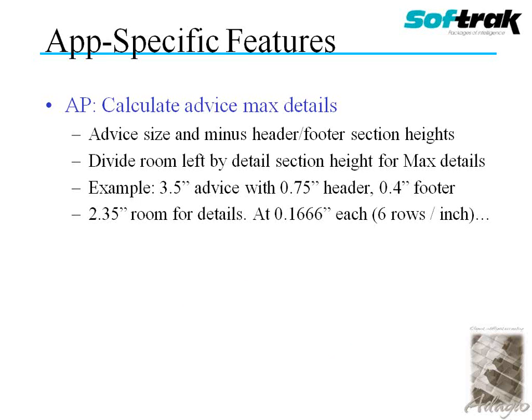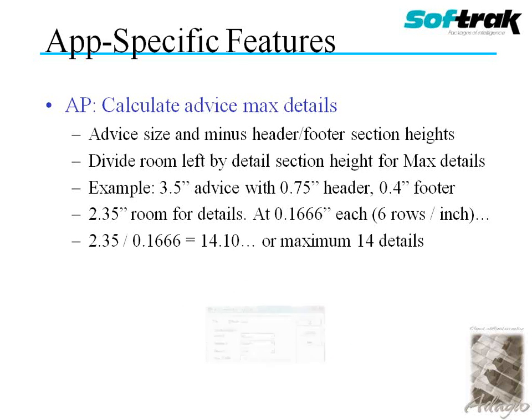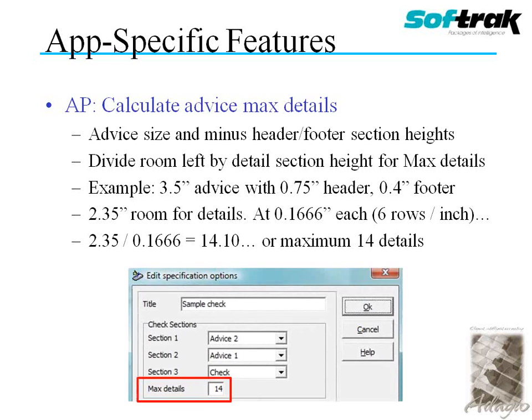If you modified or looked at the section height for your advice details and you recognize that it's 0.1666 inches each, or 6 rows per inch, you divide them, and you'll find out that you have a maximum of 14 details. And in order to set that on your specification, all you need to do is go into your Edit Specification Options, and there will be a section specific to the checks where you can type in and enter the max details for your check.